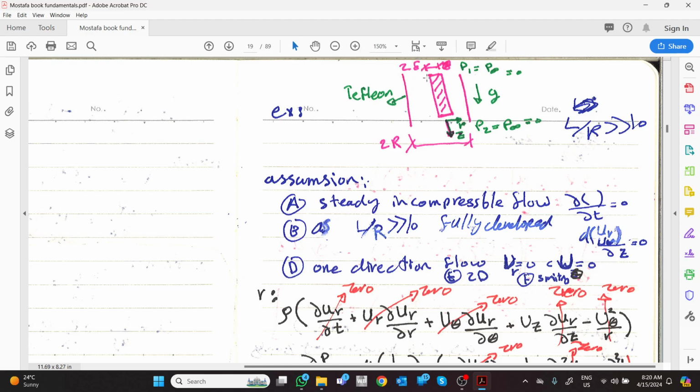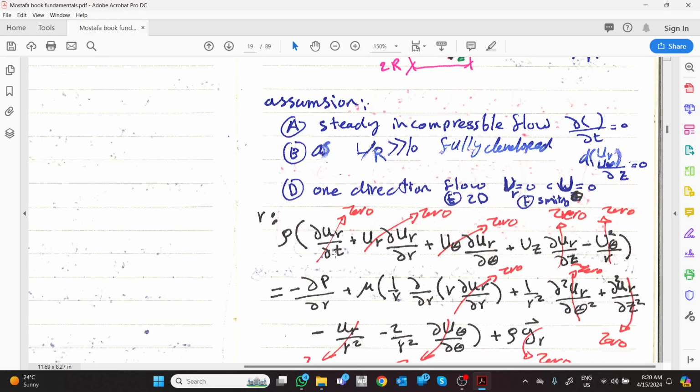There's no change in the cross section, so we can assume it as del p by del x equals 0. We already know it. And because L is way bigger than R, it is fully developed, bigger than 10. So steady state, incompressible, fully developed, one direction flow. It is 2D flow, so it is one direction flow. We will discuss all of this.